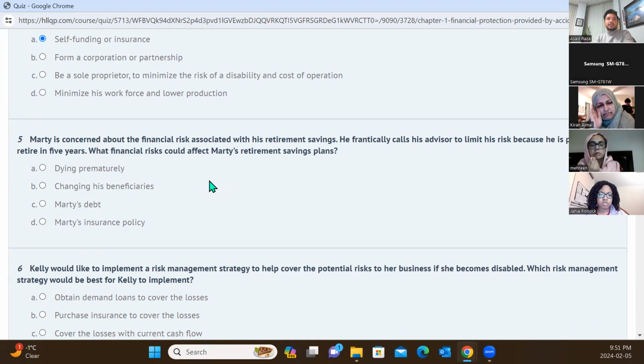So Marty is concerned about the financial risk associated with his retirement savings. He fanatically calls his advisor to limit his risk because he's planning to retire in 5 years. What financial risk could affect Marty's retirement savings plan? Dying prematurely? Change his beneficiaries? No. Marty's debt? Marty's insurance policy.